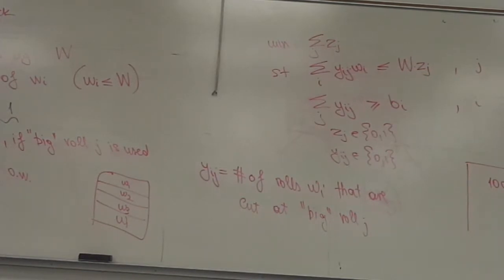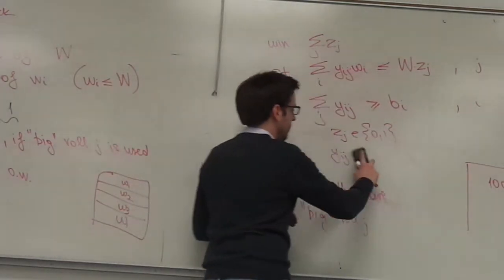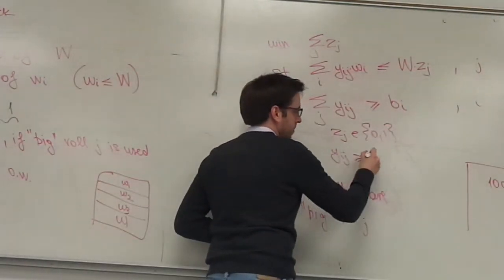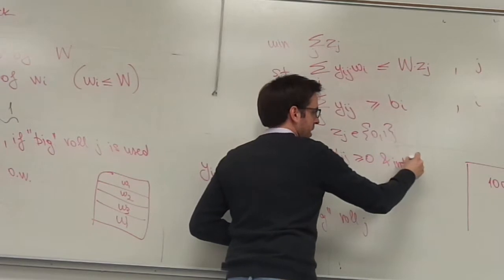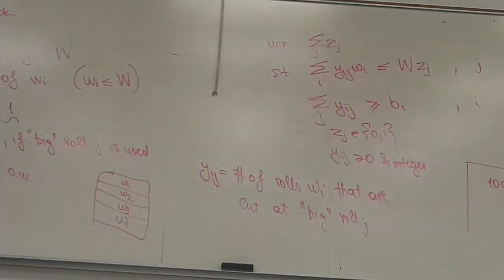Now, computationally, this formulation is proven to be weak. Yij is not equal to 0, 1. Yeah, Yij is integer. You're absolutely right. Sorry about that. So, unfortunately, this formulation has been shown to be computationally weak.